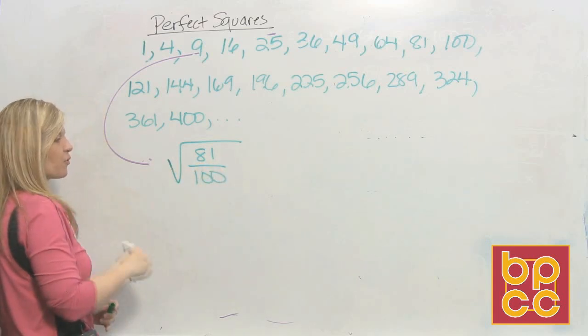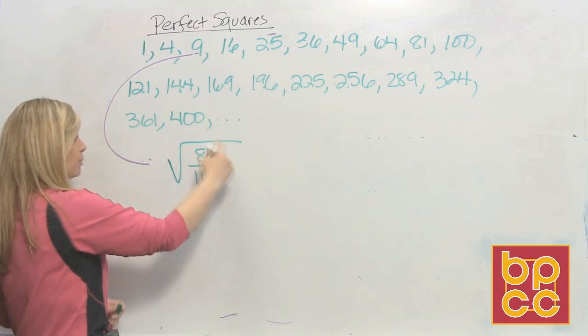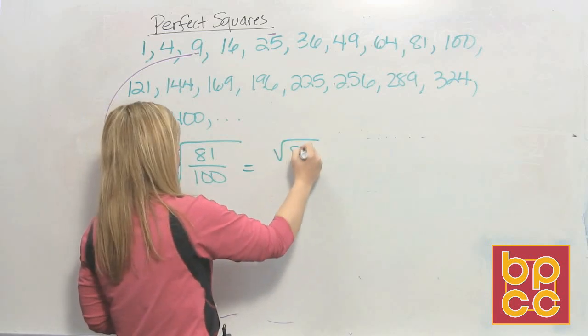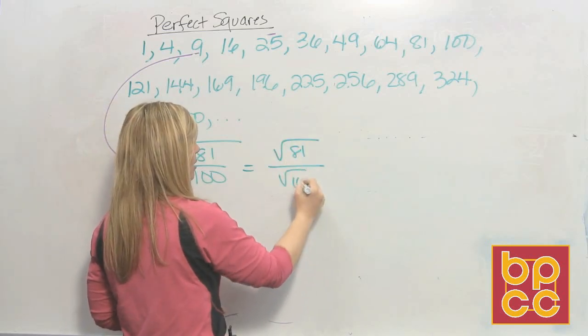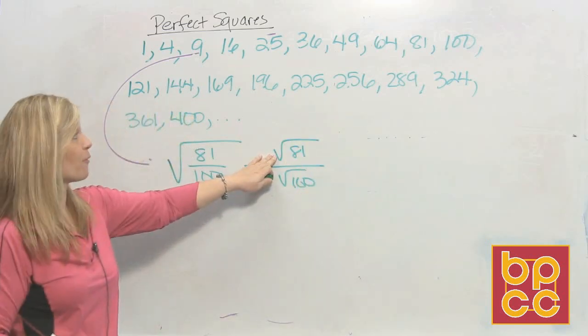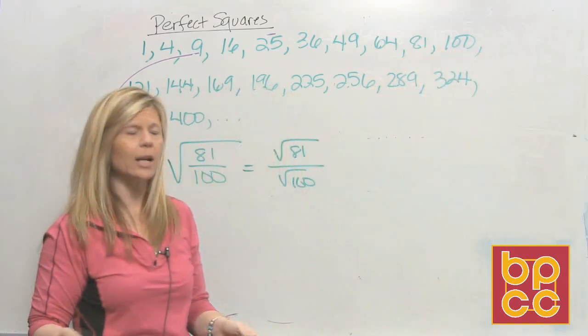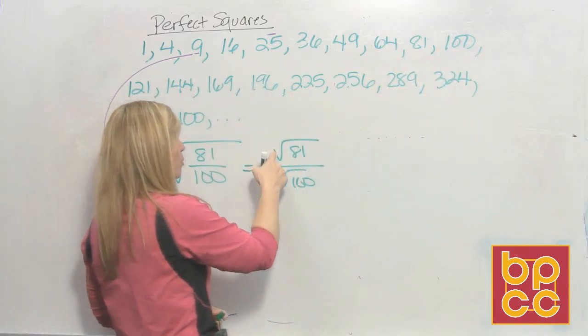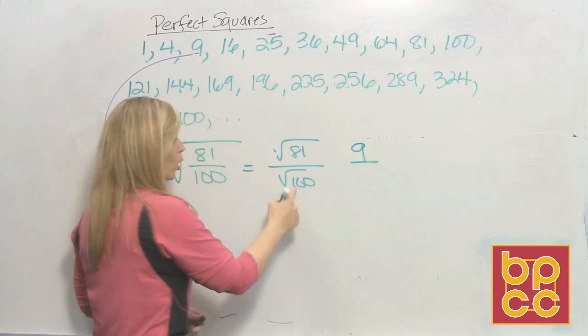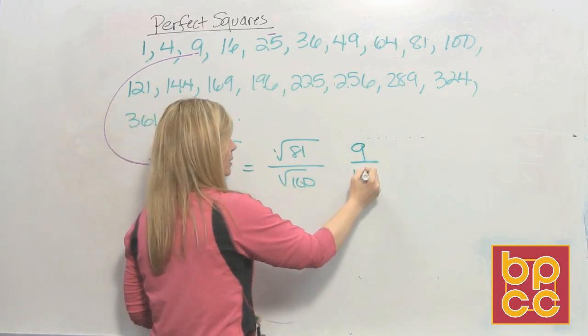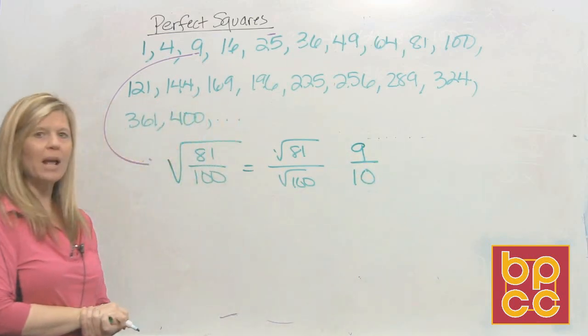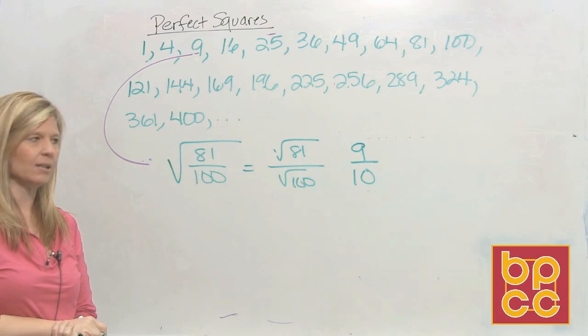To square root this fraction, this bar, this symbol means you are square rooting both the numerator and the denominator. 81 is a perfect square. It's on the list. 100 is a perfect square. It's on the list. There's no work here. What times itself is 81? 9. What times itself is 100? 10. So the square root of 81 over 100 is 9/10.